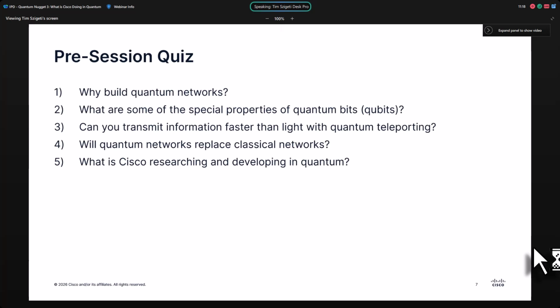Will quantum networks replace classical networks? These are coming. These will play a very big role in our future, but to what degree will they completely retrofit, or what's going to happen? And finally, what's Cisco doing in this space? Okay, let's look for those points as we go.